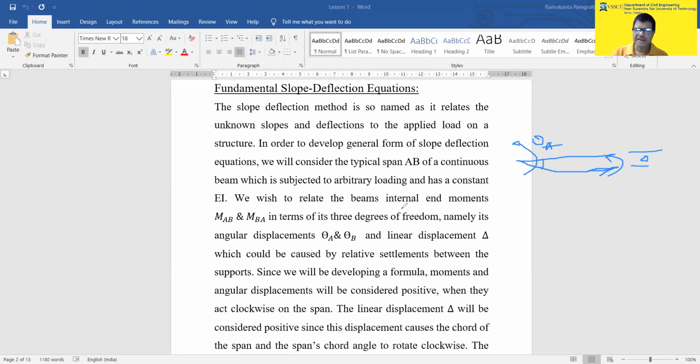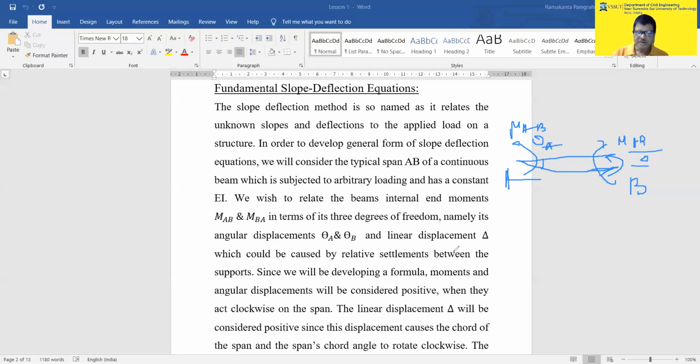Now, if you take internal moments, there will be MAB. This is A and B, so there will be the moment MAB, and you can find MBA. Whether you take both clockwise or anti-clockwise depends on the sign convention again. So there will be moments at both ends, MAB and MBA, and among the degrees of freedom you can find the slopes at both ends, and the displacement if they are at different levels. If a support sinks, then there will be delta. If a support does not sink, delta is equal to 0. So if they are both at the same level, there will be no displacements. If they are at different levels or the support sinks, then the value of delta will come into the picture.